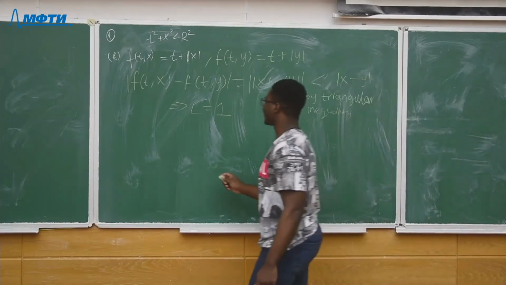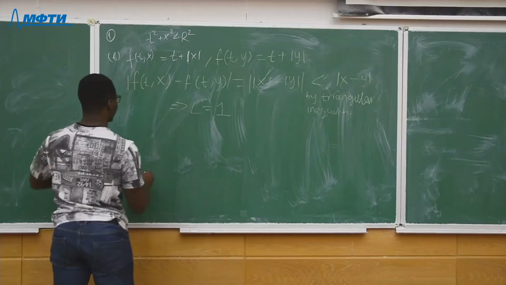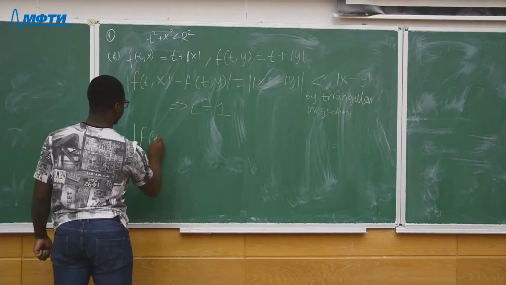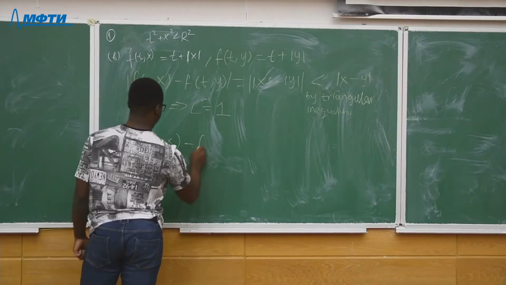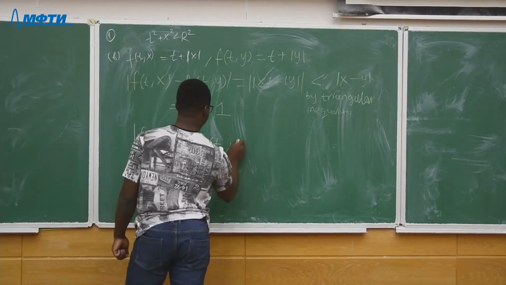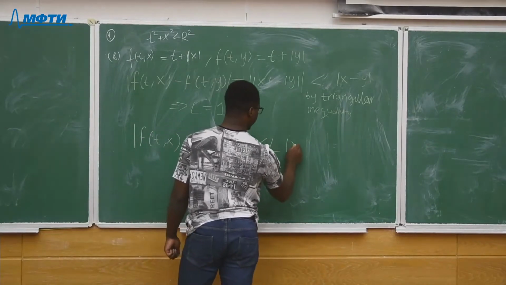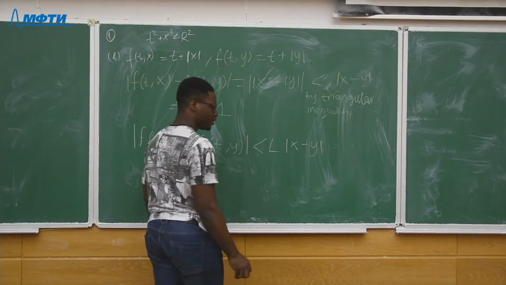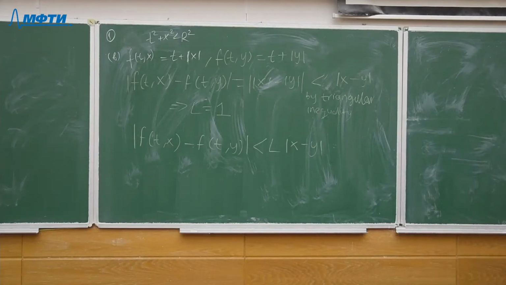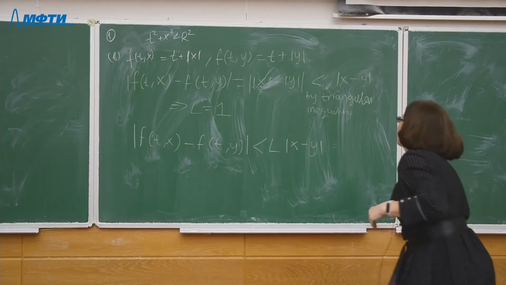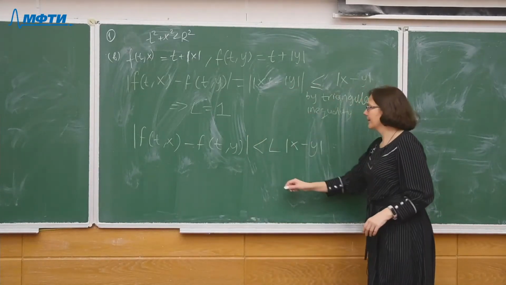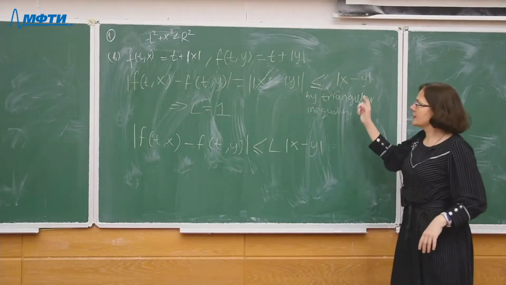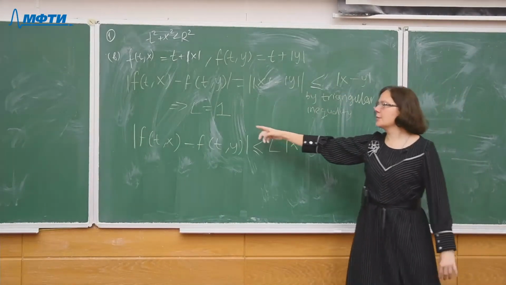A function f is Lipschitz if the absolute value of f(t, x) minus f(t, y) is less than or equal to L times the absolute value of x minus y, if there exists some constant L such that this inequality is satisfied. So this is the Lipschitz condition, and we found the absolute value of the difference. By the triangle inequality it is less than or equal to the absolute value of x minus y, and so it is Lipschitz with this Lipschitz constant. Very easy.